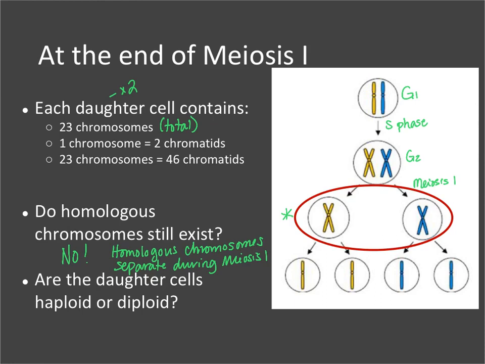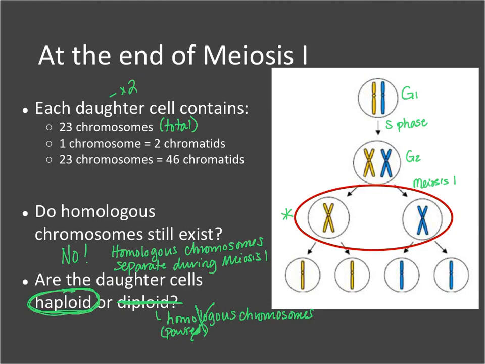So if we no longer have homologous chromosomes, are the daughter cells haploid or diploid? Hopefully you answered haploid. And that's because remember that the term diploid goes along with the term homologous. So a cell is only diploid if it has homologous chromosomes, meaning that it's only diploid when paired chromosomes are present, because paired chromosomes are the homologous chromosomes. So since we separated the homologous chromosomes during meiosis I, it means that we no longer have homologous paired chromosomes, which means that the cell is no longer diploid. So now the daughter cells are haploid.